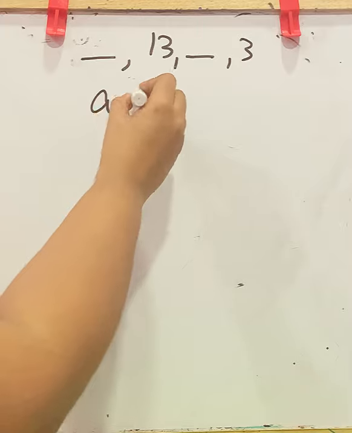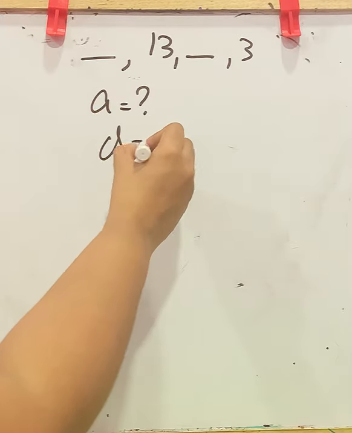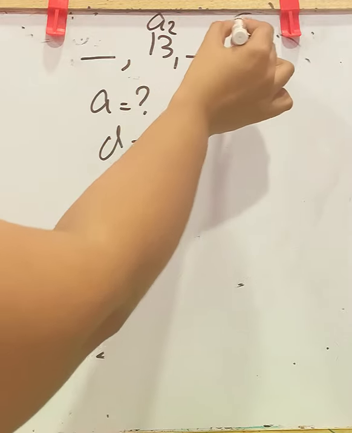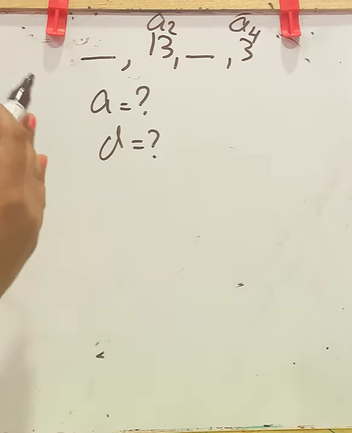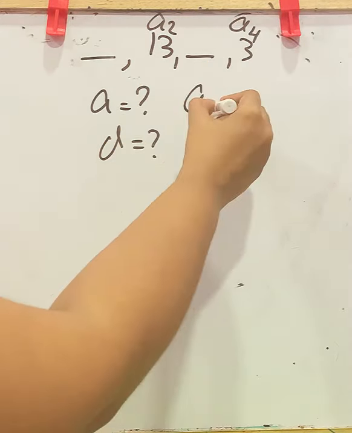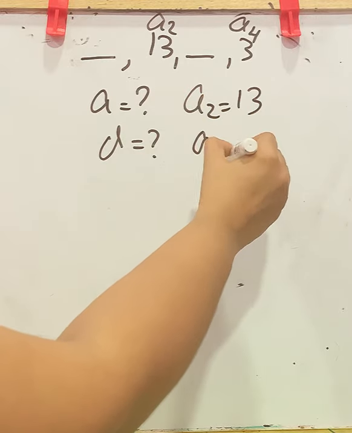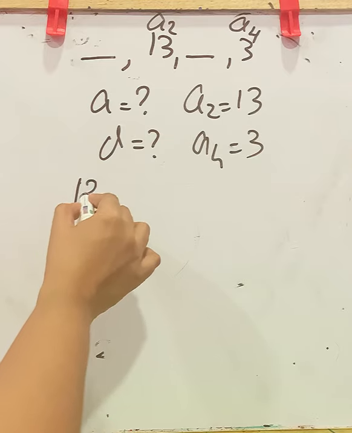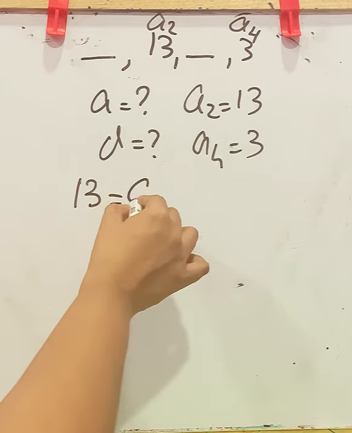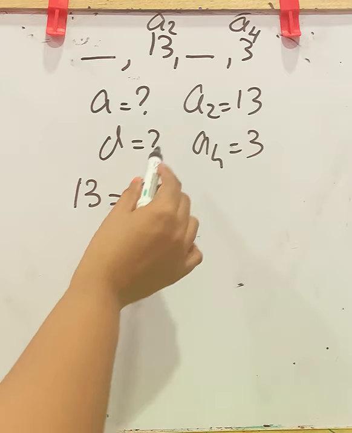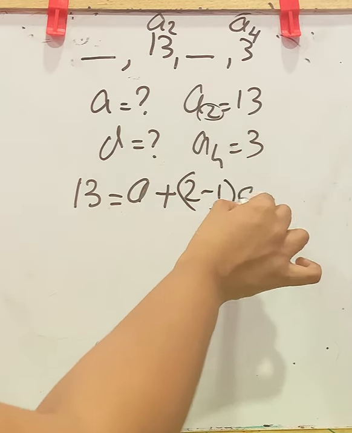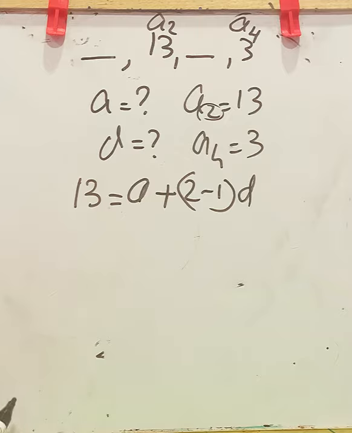Next, dash, comma 13, dash, 3. Here we don't know a, we don't know d. Only information we have here is about a2 and a4. So we will write it in the form of equations. a2 equal to 13, a4 equal to 3. Now we will write a2 equal to, that is 13 equal to, a we don't know, plus n is here 2. So 2 minus 1 into d. 2 minus 1 is 1.